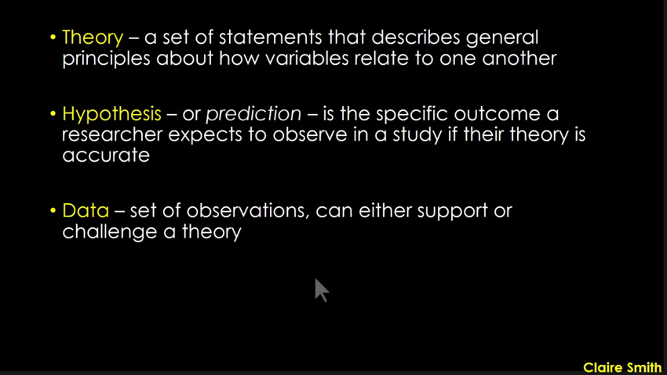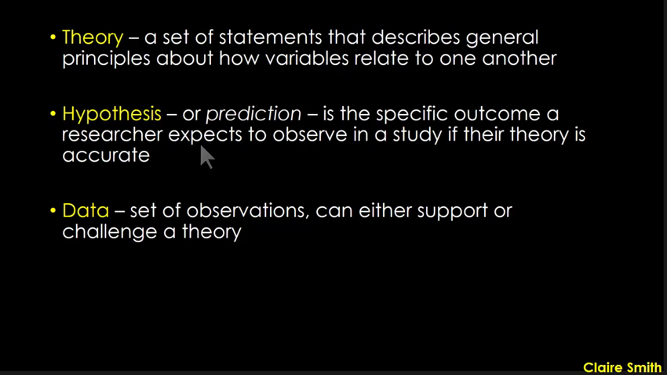So just some definitions of the different parts here. A theory is a set of statements that describes general principles about how variables relate to one another. So why is the sky blue? Maybe it has to do with the amount of water or the terrain. The blueness of the sky is a variable, and then whatever the other thing that we're trying to measure is a variable as well.